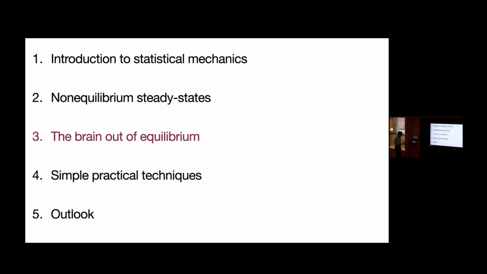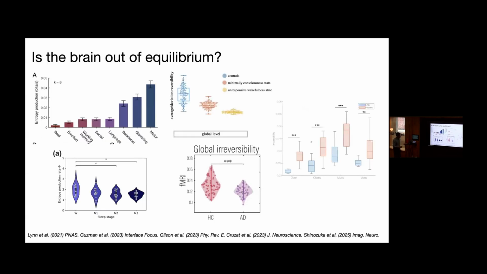Okay. So now I'm going to show you some of the results quite quickly that people had already found trying to apply non-equilibrium physics to brain dynamics, including some results of our own. And then I'll show you some simple practical techniques for relating the theory that I just showed you back to neural data. Okay, so the story kind of begins with this paper in 2021 from Chris Lin in Danny Bassett's group.